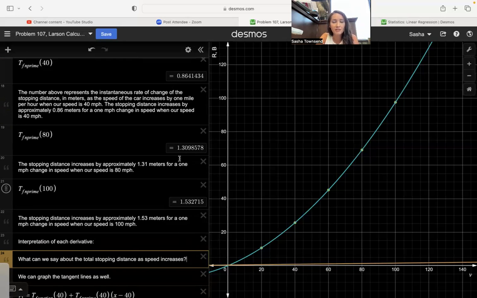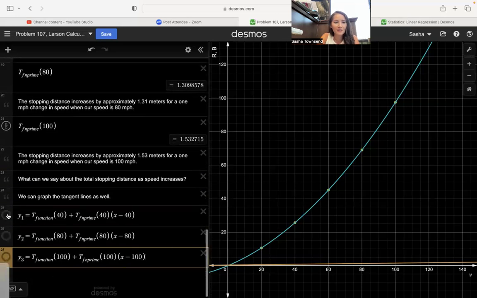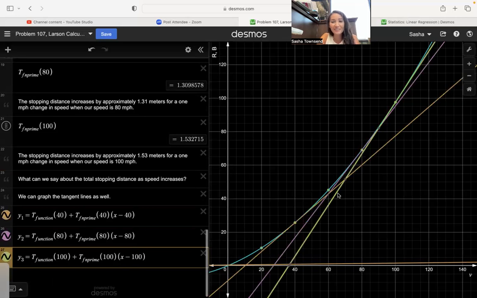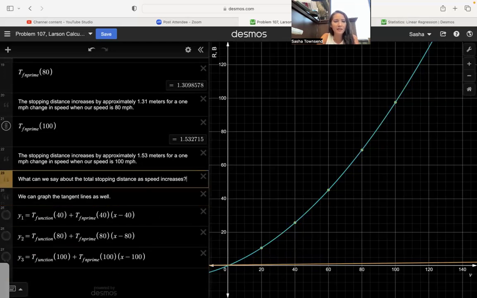It's basically, if you're speeding up, you're going to need more space in front of you to stop. And it says, what can we say about the total stopping distance as speed increases? We just said that. We answered that question. That was from the textbook. We can graph tangent lines as well. I'm just a big fan of graphing all the tangent lines. Like, oh, look, it's tangent to the graph. So that's always a good way to make sure that we did our calculations correctly.